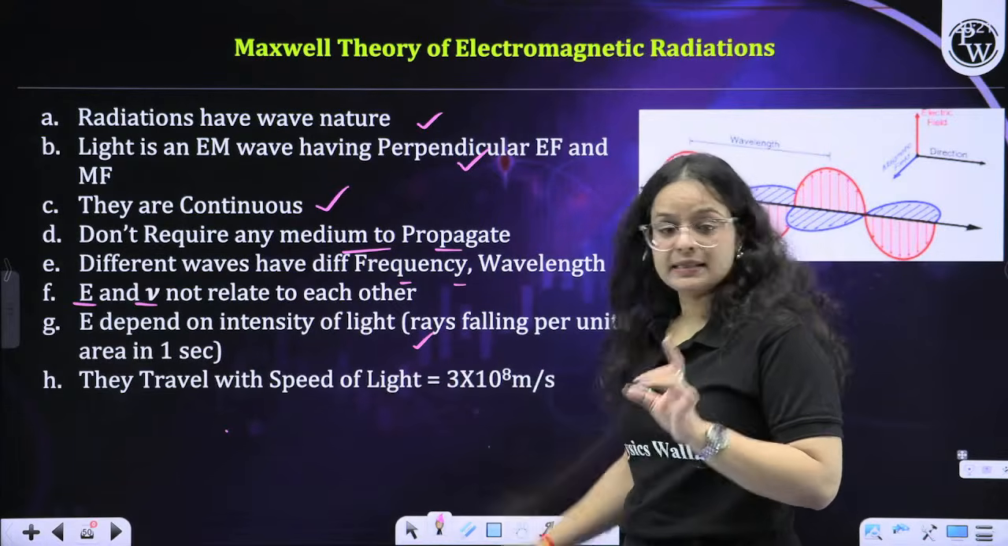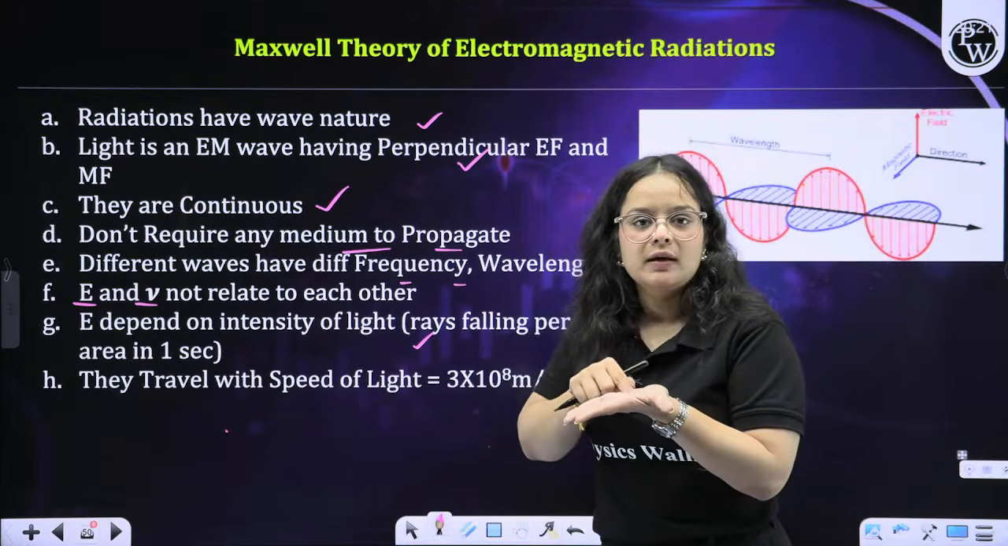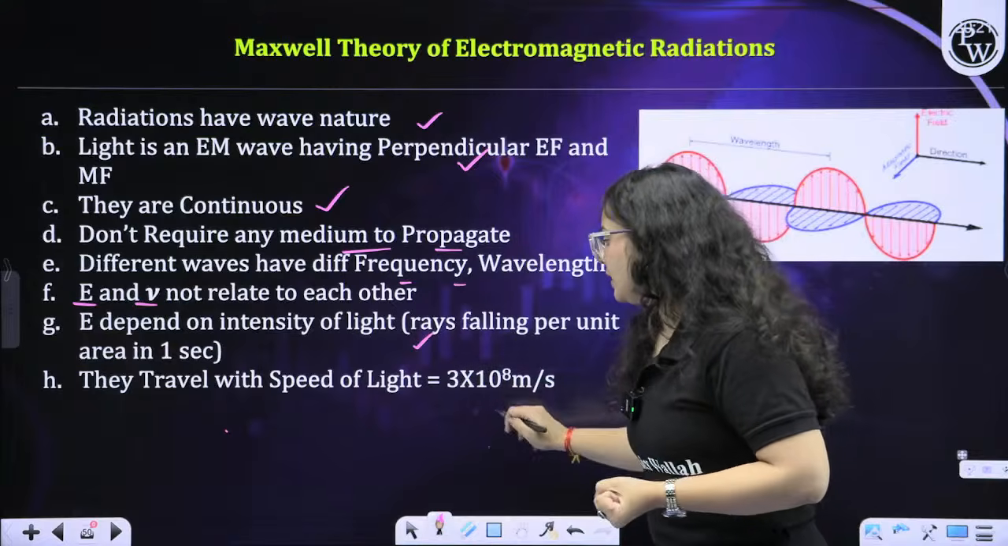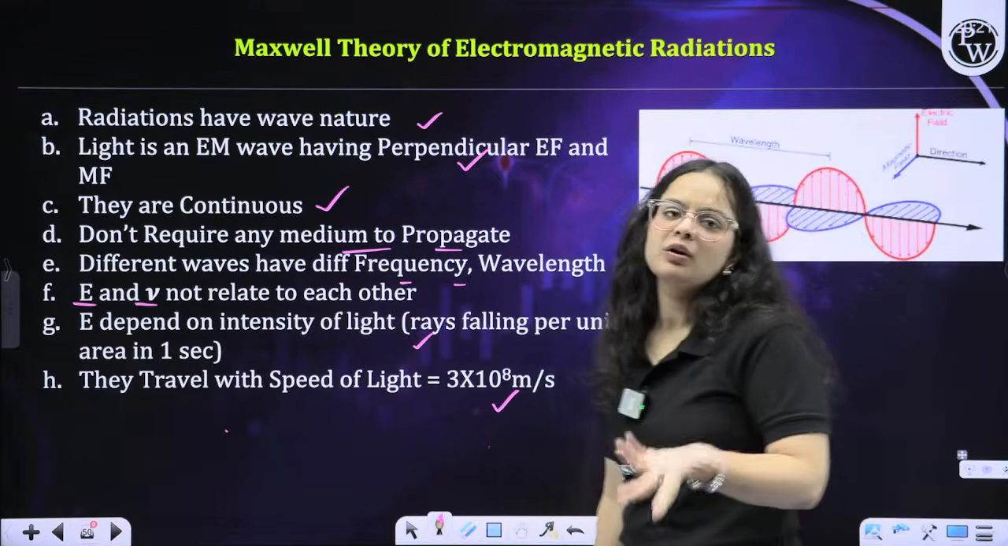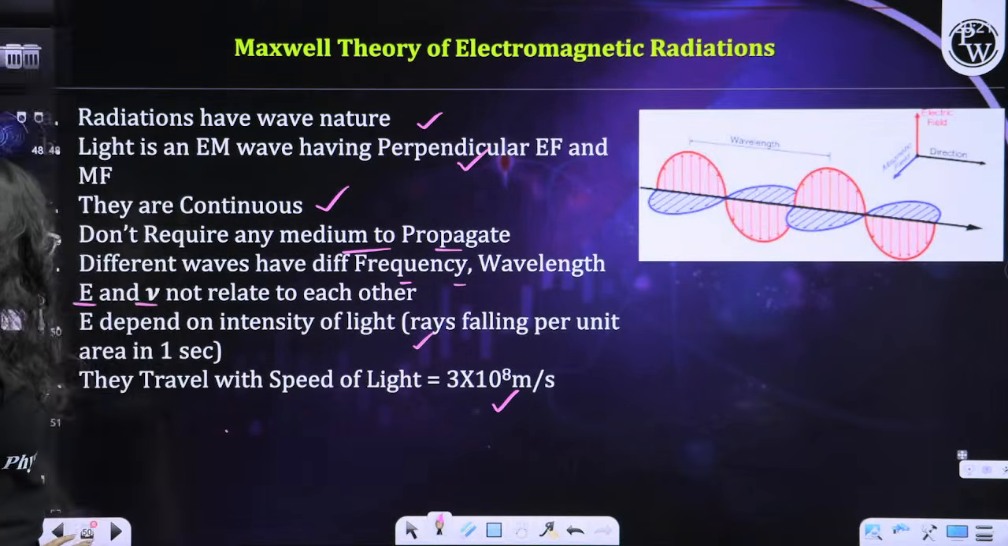Energy will depend on intensity. What is intensity? How many rays fall on the unit surface area, right? So this is the intensity portion, that is, the brightness of light. Then they travel with the speed of light. How much? 3 into 10 raised to the power 8 meter per second. So all of these were the Maxwell theory postulates.